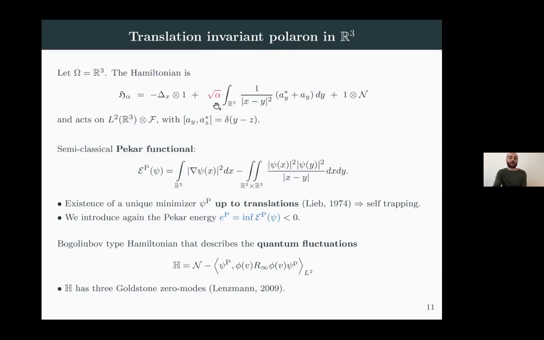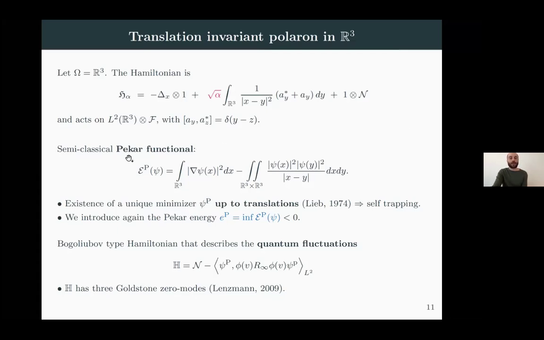And the connection to the units that I used in the previous model is really just a rescaling of all the coordinates by a factor 1 over alpha. In particular, note that I still assume that the creation and annihilation operators satisfy the usual unscaled canonical commutation relations. So that's the quantum model in R3.